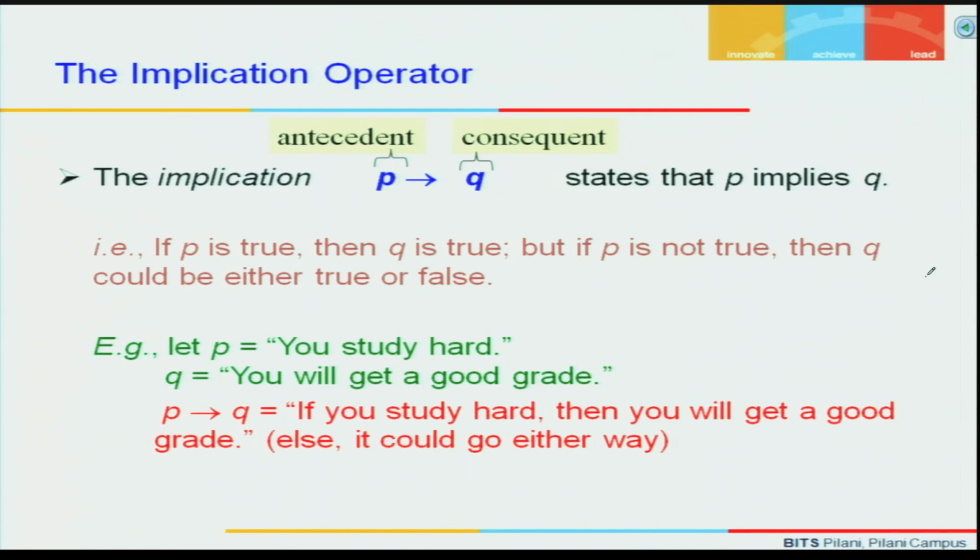This is the implication operator, P implies Q. Basically it states that P implies Q. There is a lot of scope for people to get confused over here. If you have two propositions, we will understand it slowly. We have two propositions: P, you study hard, and another proposition Q, you will get a good grade. Then P implies Q. In English it means that if you study hard, then you will get a good grade. That is the English meaning of it. It does not say anything.